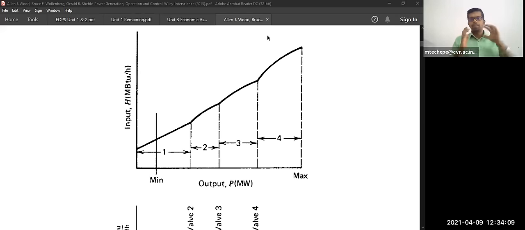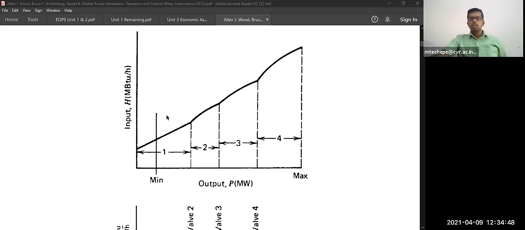If that feedback is directly coupled with the valves, the valves will open and close, open and close like this. If you draw that particular graph, it will be varying like anything. It will be going high, sometimes going low, sometimes going like this. So it will be like a zigzag.